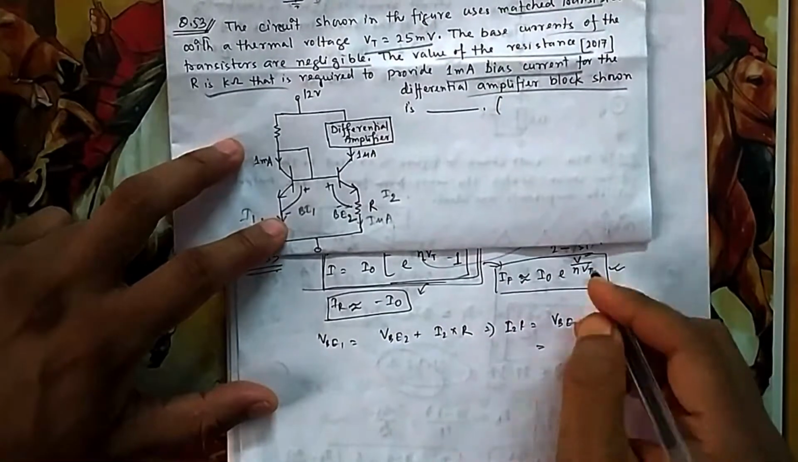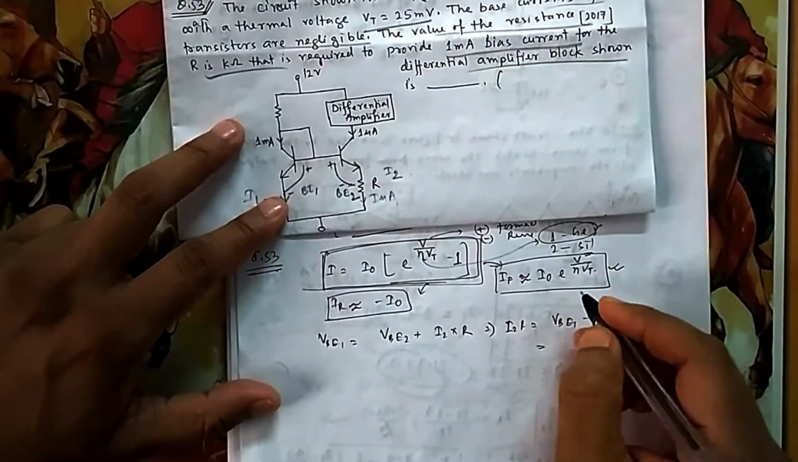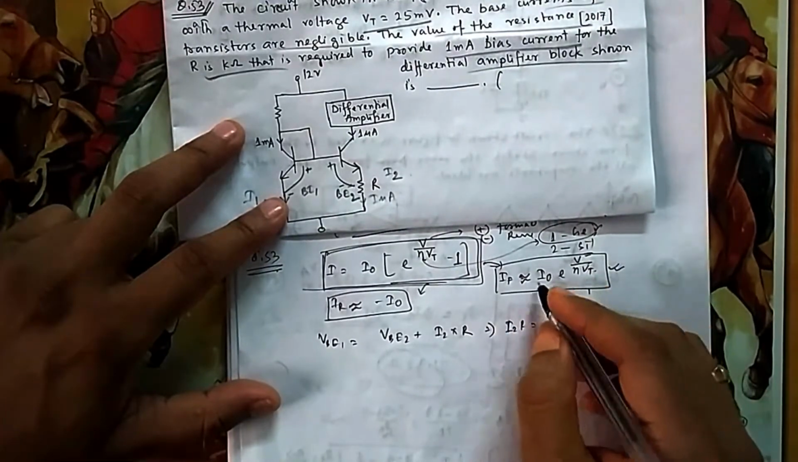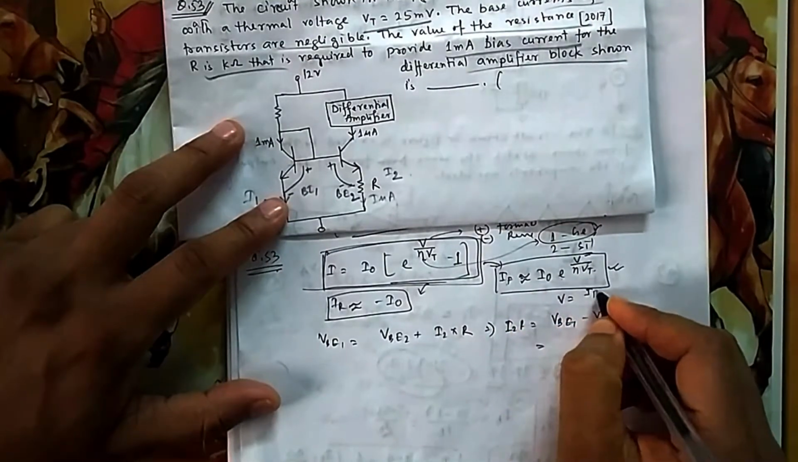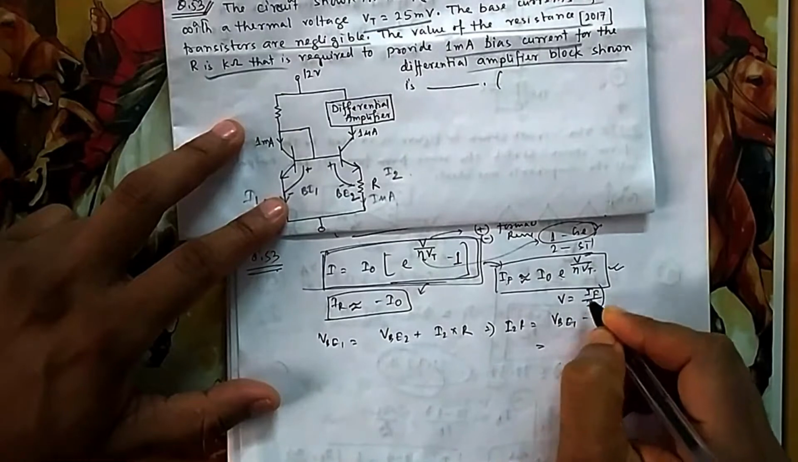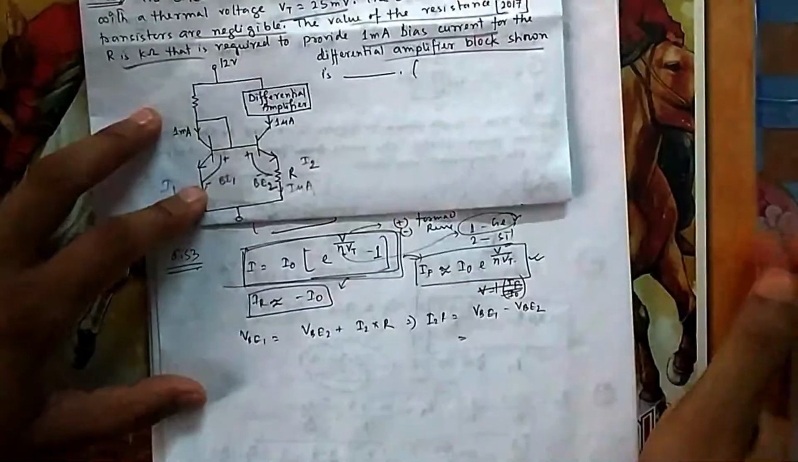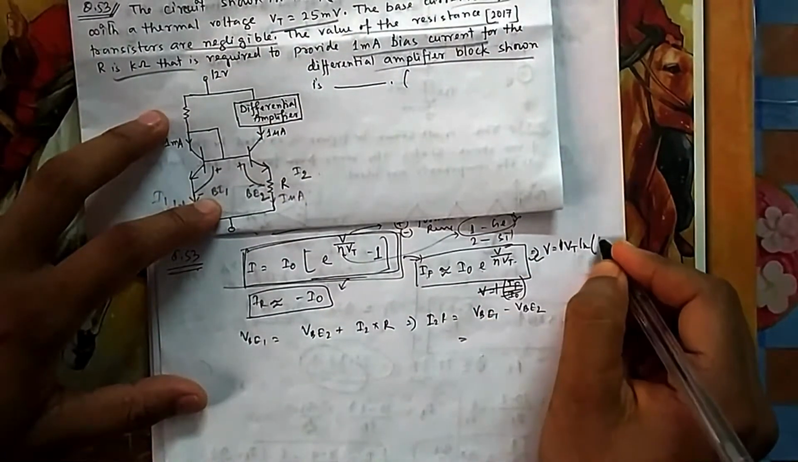This is the formula. Let us take nu equal to 1, germanium. So what will be V? V will be equal to, we have to take IF by I0, then take the log to remove this e, so it will be ln. Let me write it here. If I calculate V from this, it will be Vt times ln of IF by I naught.